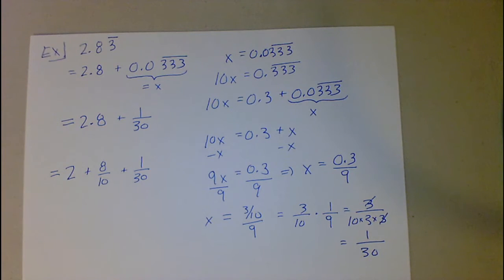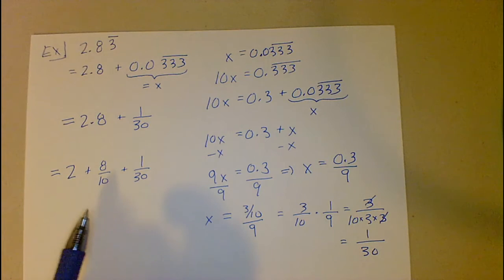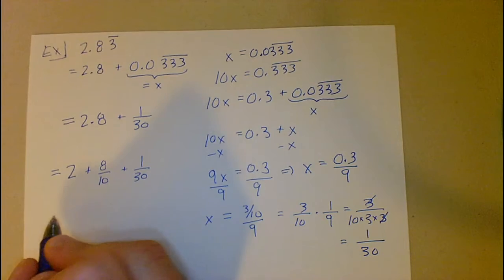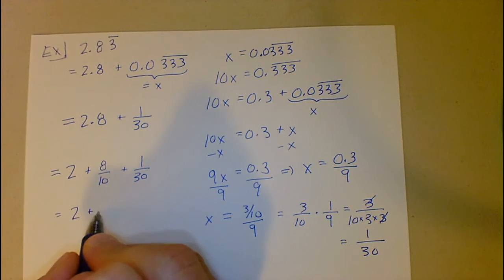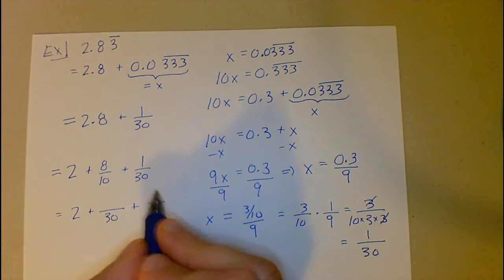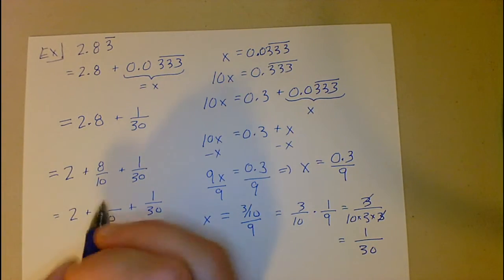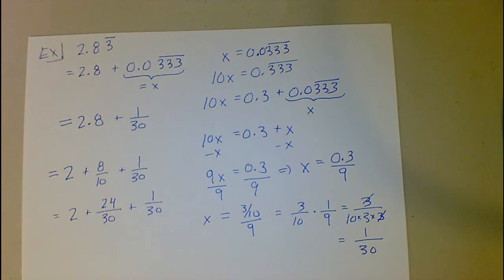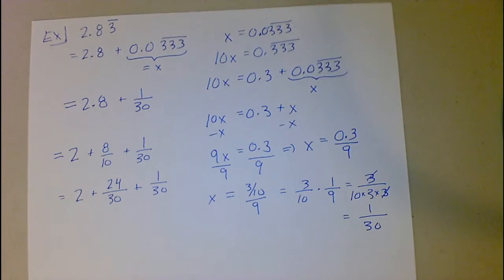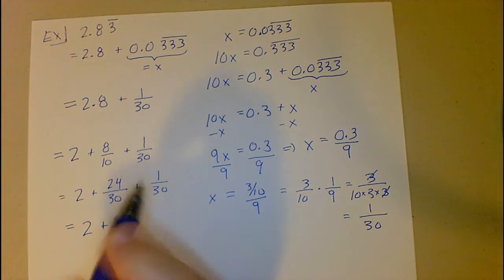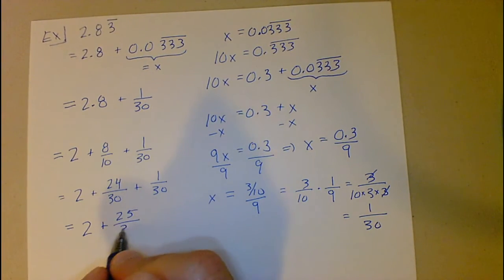And I'm going to link up the adding and subtracting fractions video down below, because I need to know how to add 8/10 plus 1/30. That involves a common denominator. In this problem, that common denominator is going to be 30. To get from 30 to 30, I put a 1 up there. To get from 10 to 30, I multiplied by 3, so I need to multiply 8 by 3, which is 24. Again, if you need a refresher on that, link in the description below. So I get 2 plus 24 plus 1 is 25 over 30.